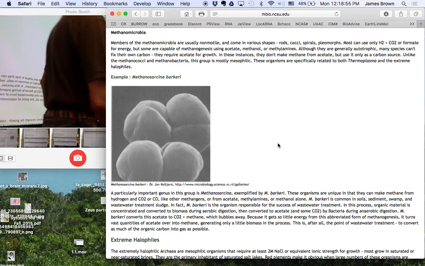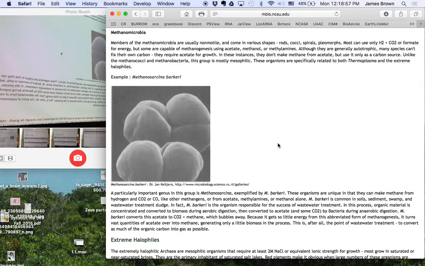The Methanomicrobia, like Methanosarcina, are the ones that can use things like acetate and methanol to make a living. They're mostly mesophilic. Most of them are autotrophic, but some of them can take up acetate from the environment and use it instead of fixing carbon, because they can already take up acetate to do methanogenesis. Methanosarcina barkeri is generally the methanogen that you find in the wastewater treatment process.